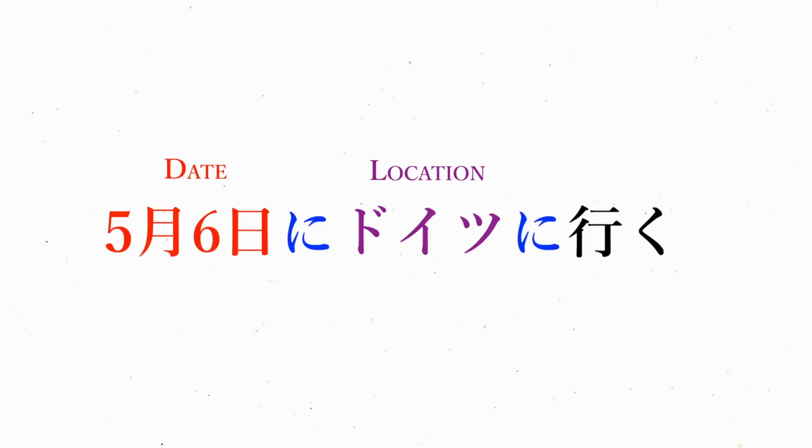Like if I want to say, on May 6th, I'm going to Germany, I would say, 5月6日にドイツに行く. In this sentence, I actually use both the ni for location and the ni for specific time. Ni is marking ドイツ, which means Germany, and that's the location to where I'm going. And ni is also marking 5月6日, which means May 6th.